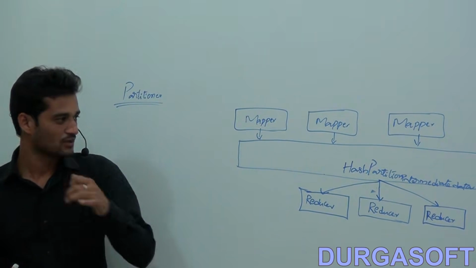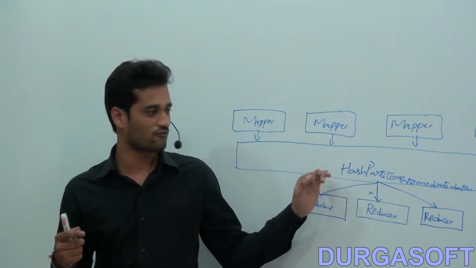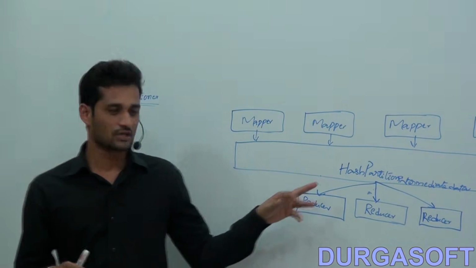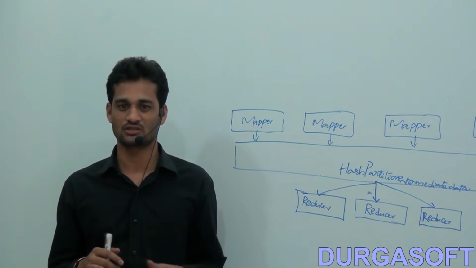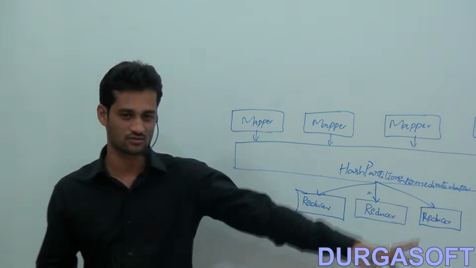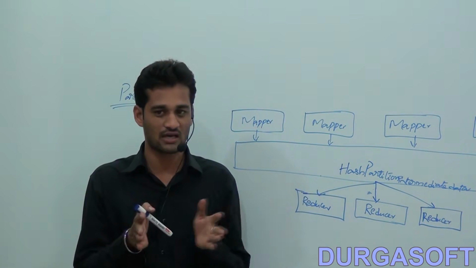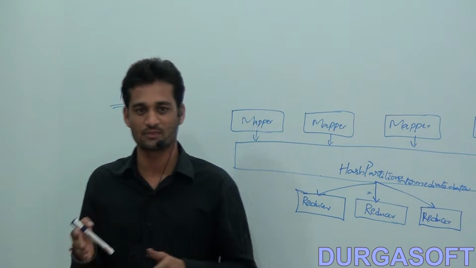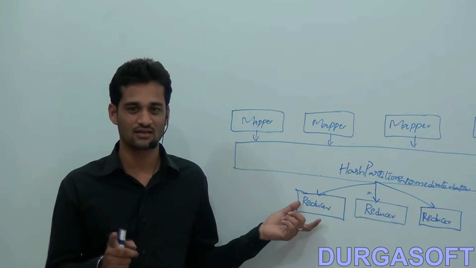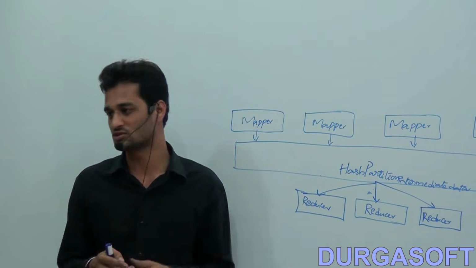It is a predefined class. This hash partitioner takes the responsibility of splitting all your key comma value pairs among different reducers, depending on the hash code of your object. Depending on the hash code of the object, it splits those key comma value pairs across the number of reducers. But it is not aware of exactly which key comma value pair should be sent to which reducer specifically.